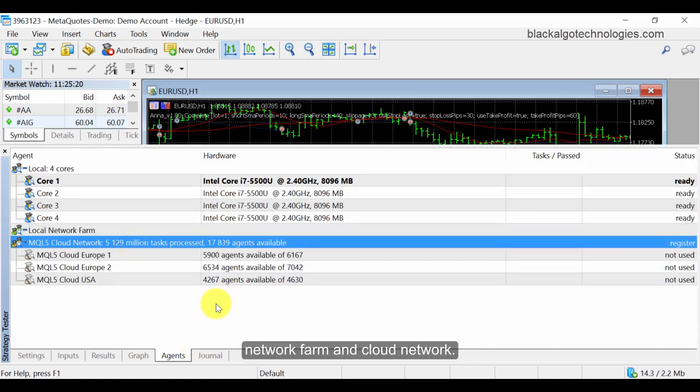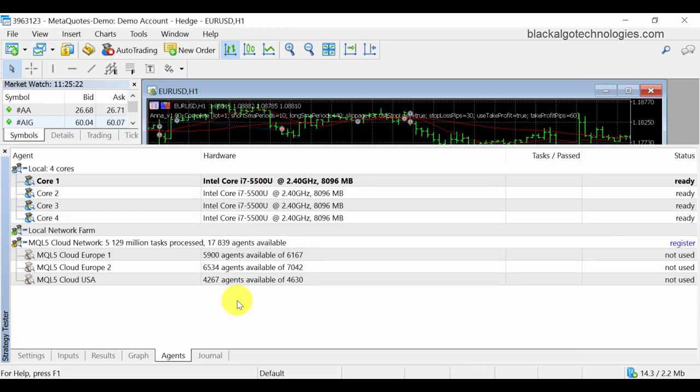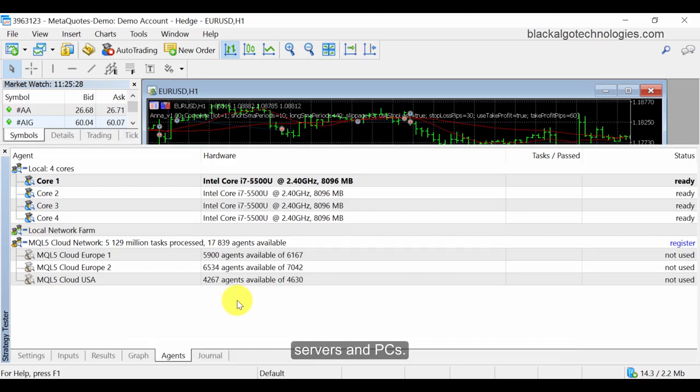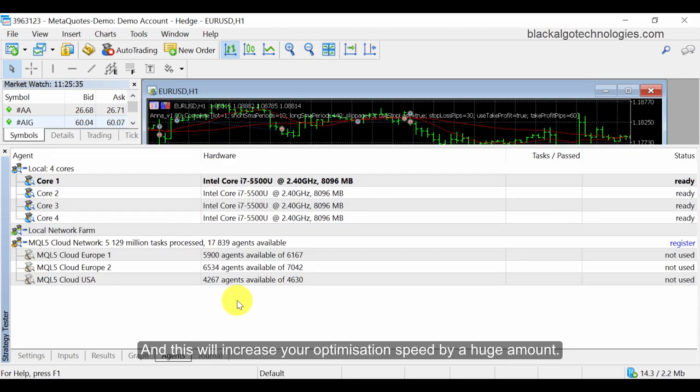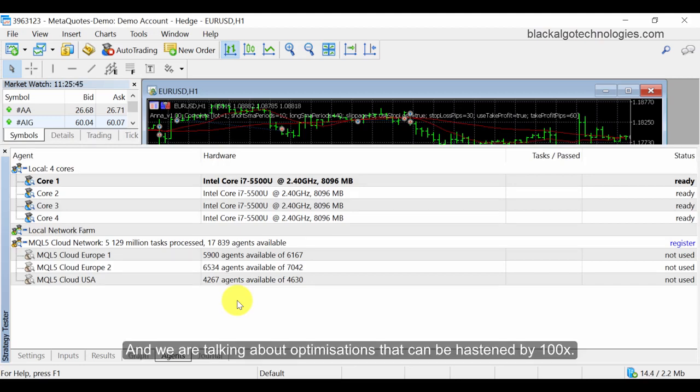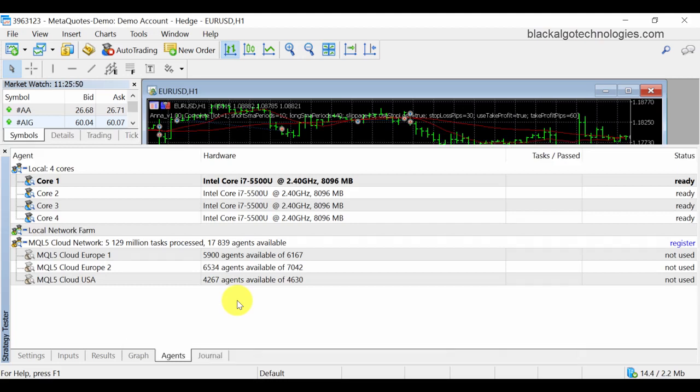Network farm and cloud networks, because in MT5 you can use the processing power of other people's servers and PCs. So this will increase your optimization speed by a huge amount. And we are talking about optimizations that can be hastened by 100 times.